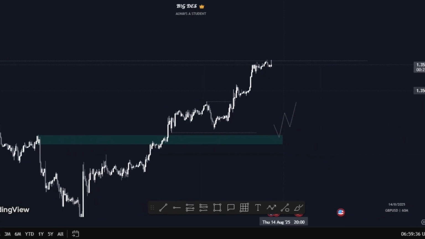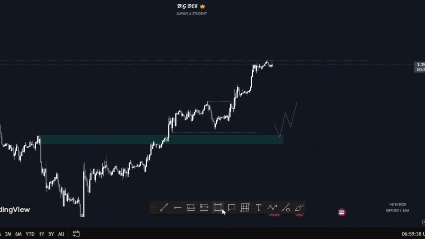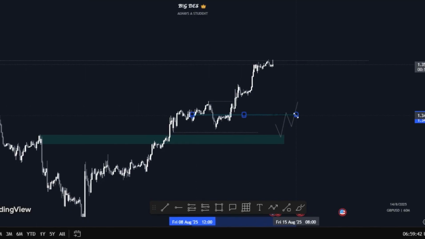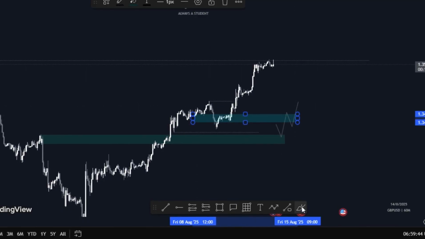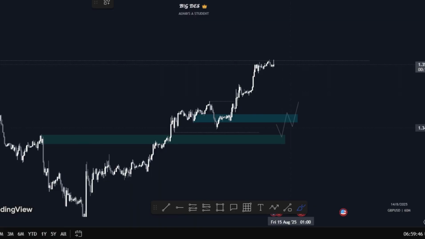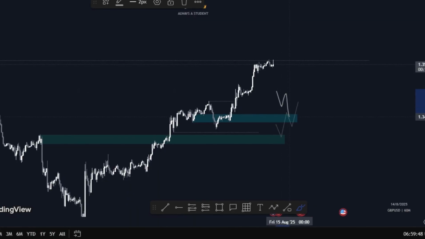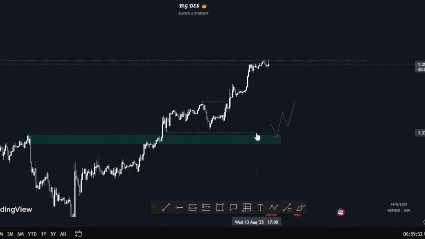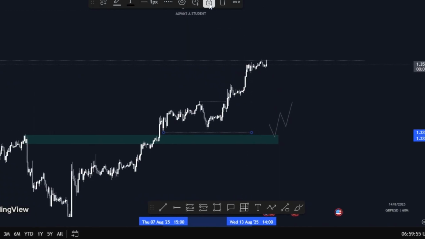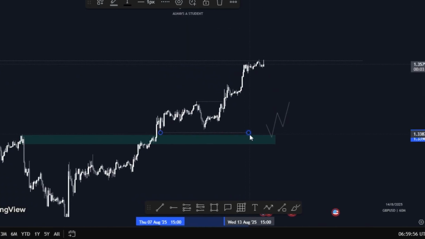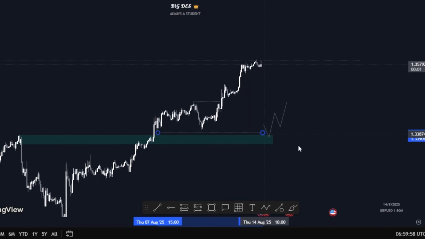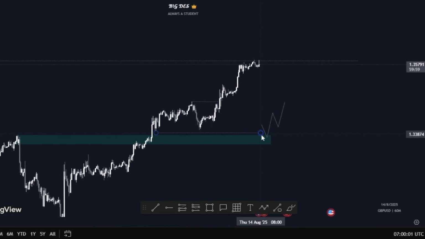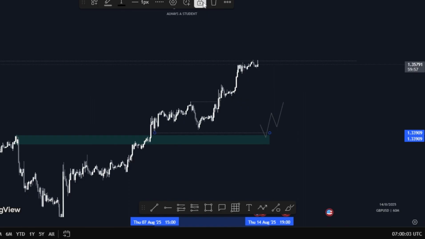If price doesn't give me any buy confirmation around here, I'll be interested in buying from this demand. It's actually a flip point. It was a supply that failed, and now it's turned to demand.